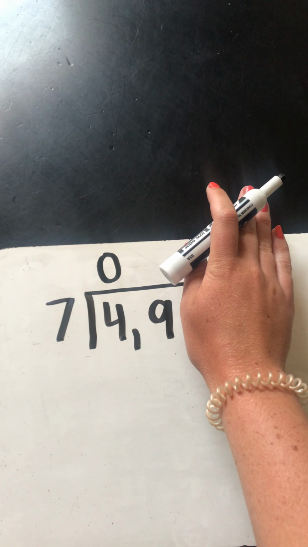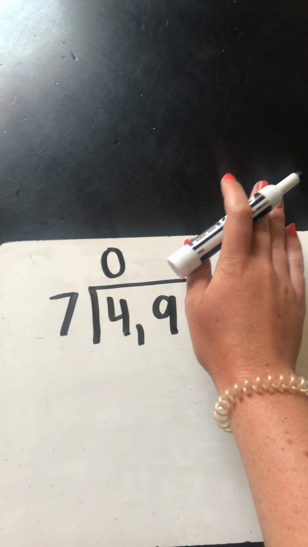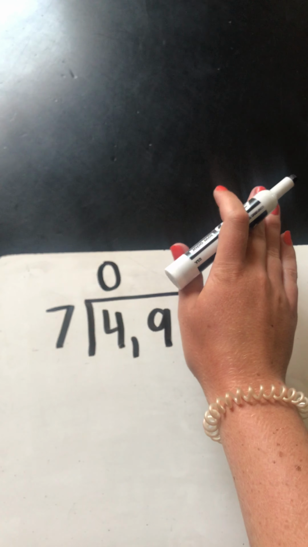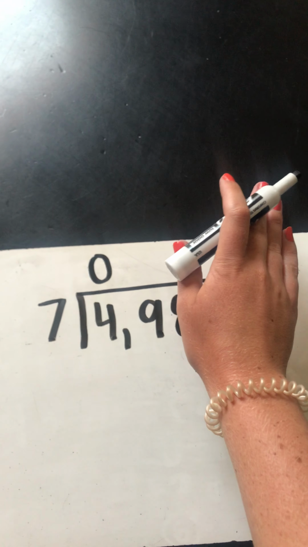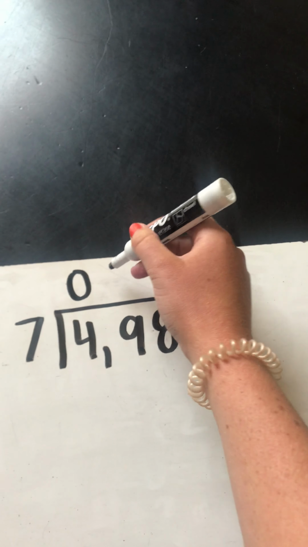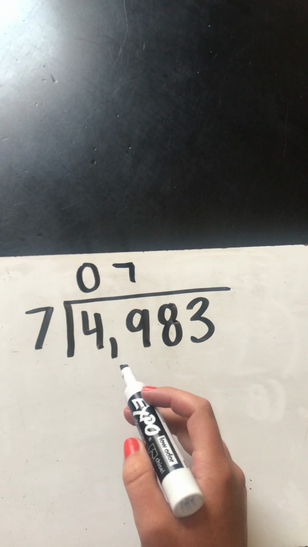I need to think of my 7 multiplication facts. So 7 times 3 is 21. I can keep going. 7 times 6 I know is 42. Oh, I could probably go even a little bit higher. 7 times 7, that's exactly 49. So I'm going to put a 7 up top because 7 times 7 is exactly 49.